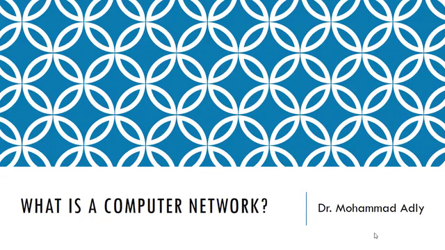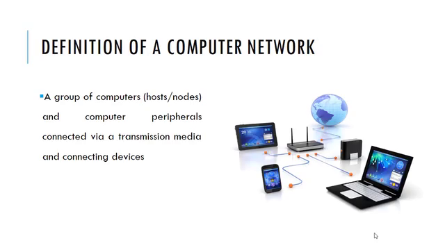Welcome to our course. Let's start our course by answering this question. What is a computer network? The definition of a computer network is simply as follows. It's a group of computers, sometimes called hosts or nodes, and a group of computer peripherals that are all connected together via transmission media and some connecting devices. All of these elements form what we call a computer network.